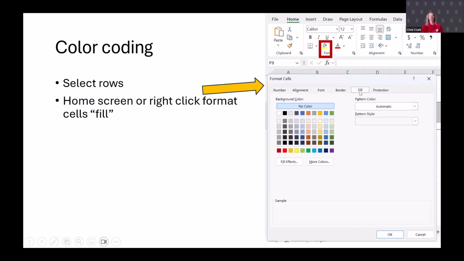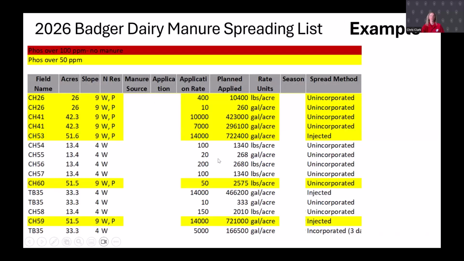And then you need to just slide over to the fill of the color selection and then decide how you want to alert the manure hauler to that. So here's an example. If we have phosphorus over 100 parts per million, we don't want any manure on them. I didn't have any in this list that had that, but we've got some phosphorus that are approaching 50 parts per million, and I just want to alert the farmer to that. So that's kind of in this red color.